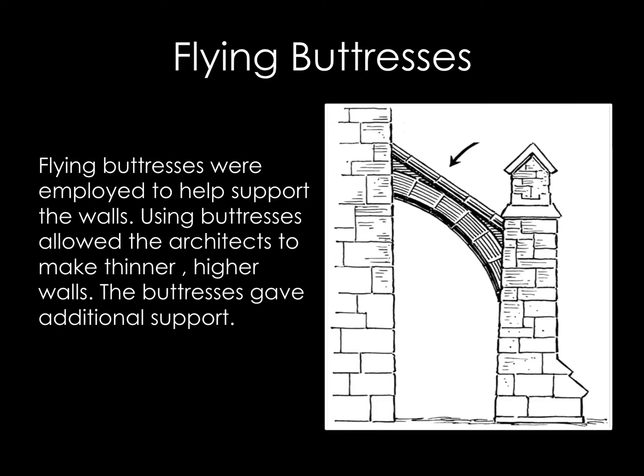A flying buttress. Flying buttresses were employed to help support the walls. Using buttresses allowed the architects to make thinner and higher walls. They gave additional support. So this right here is a flying buttress, and it helped to support the wall and the structure of the building.